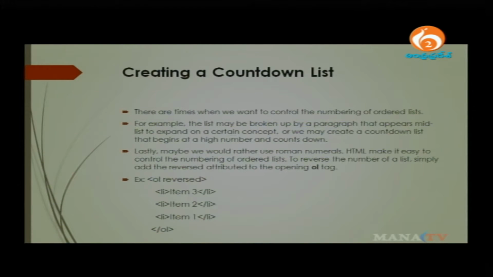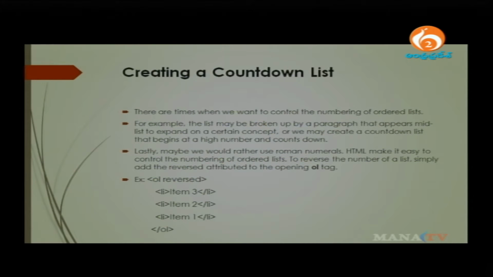So there are times when we want to control the numbering of ordered lists. For example, the list may be broken by a paragraph that appears mid list. To expand on a certain concept, we may create a countdown list that begins at a high number and counts down. Lastly, maybe we would rather use Roman numerals. So HTML makes it easy to control the numbering or ordering of lists. To reverse the numbering of lists, simply add the reversed attribute to the opening OL tag.